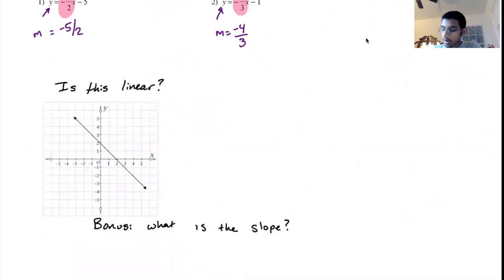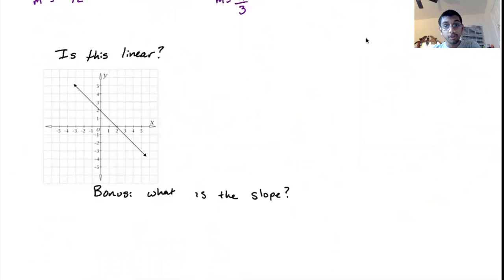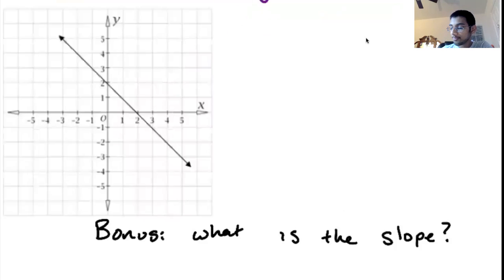Finally, for this one, I want you guys to figure out if it was linear. The answer would of course be yes, because it is a straight line, which means there's a constant relationship between the y value and the x value. And then bonus, what is the slope? Let's see if we can figure this out.